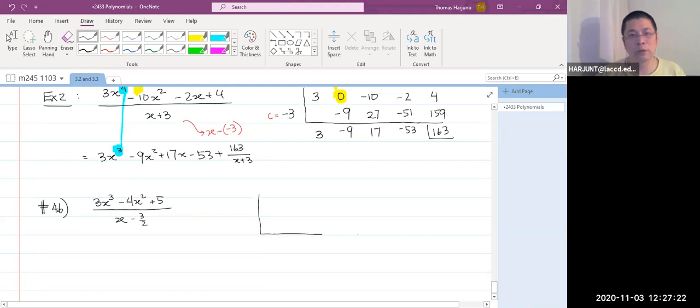Can I use long division here, Thomas? Yes, you can. But why? Synthetic division was invented so that dividing by x minus something can be more easily done. That will be the setup.